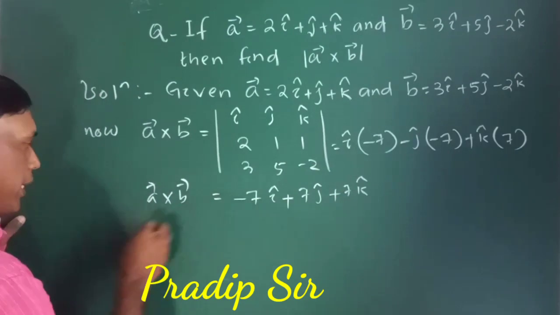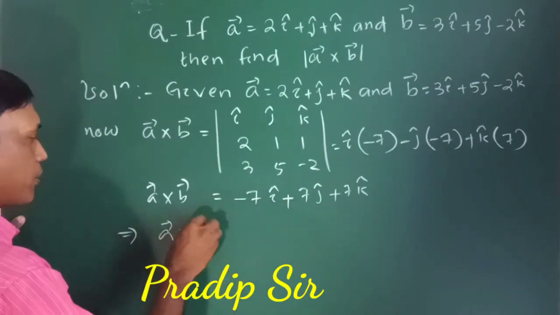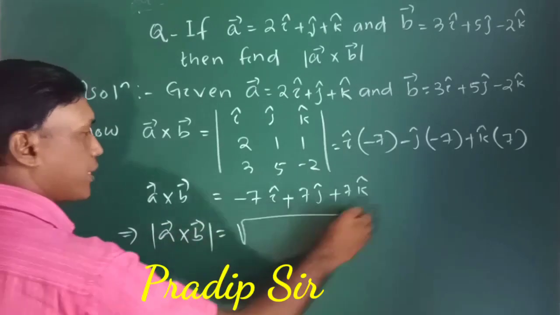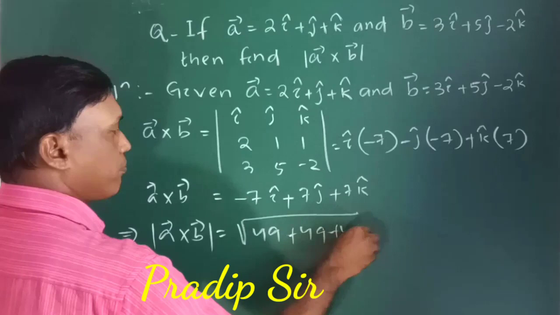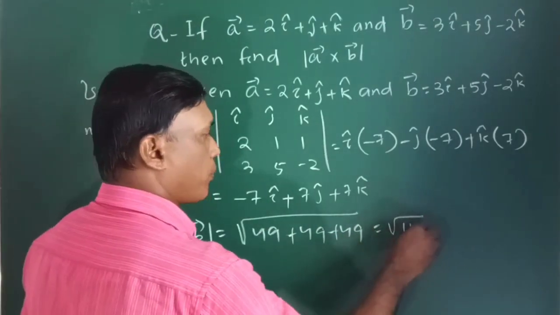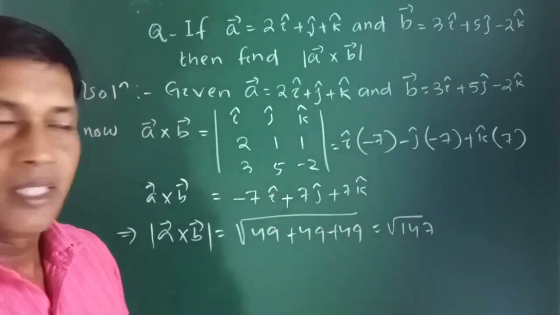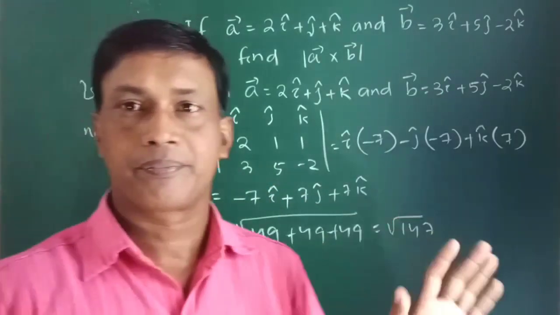Now if A cross B vector is this one, then the magnitude of A cross B vector is, as you know, root over 49 plus 49 plus 49, and this is equal to root over 147. This is the value of the magnitude of A cross B.